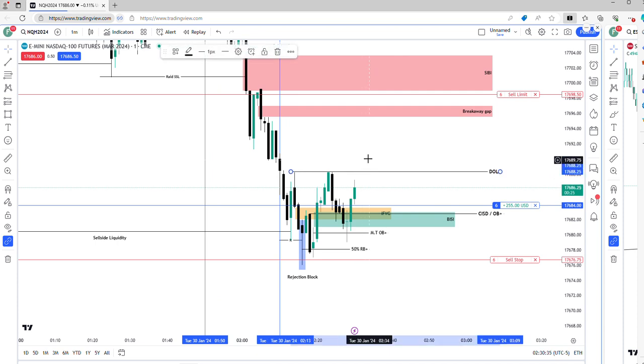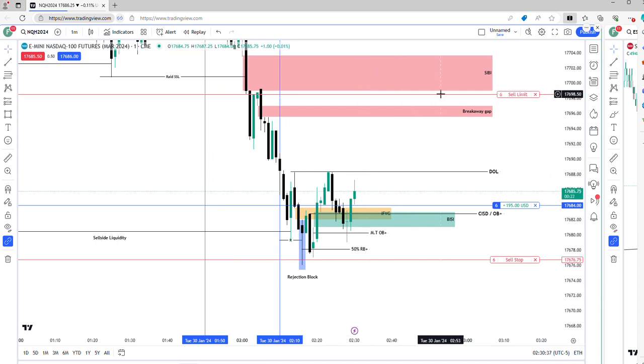Obviously we need price to breach past this area. That there's our 1 to 2. I think that's roughly about a 1 to 2. But this is how I read price, right? This is what I do with price action.